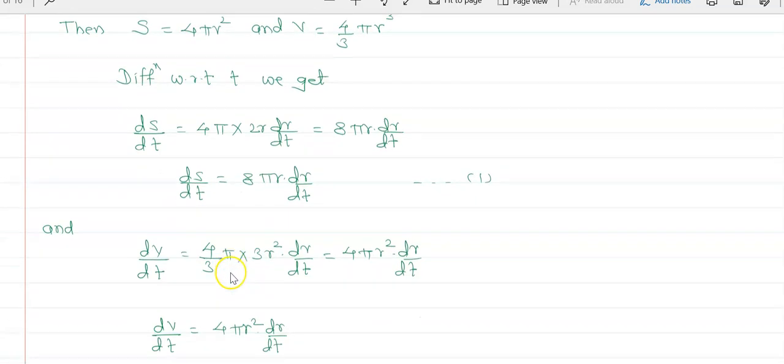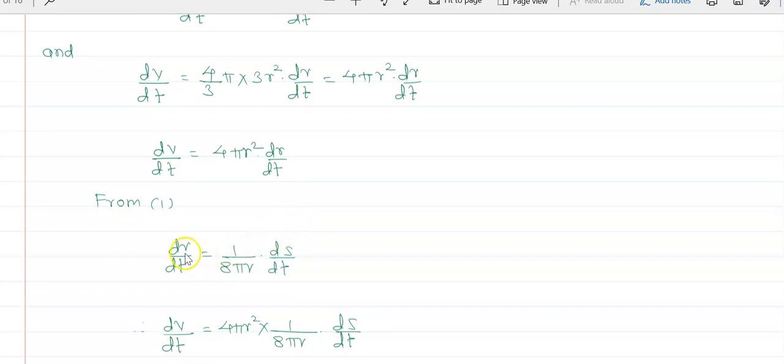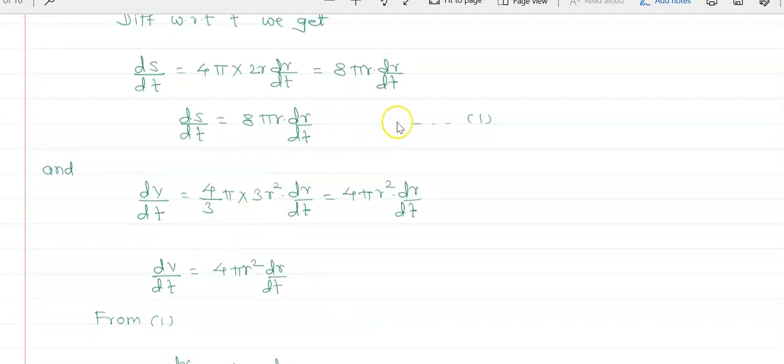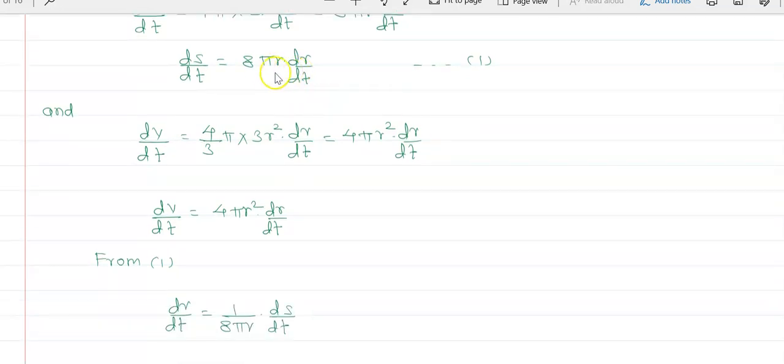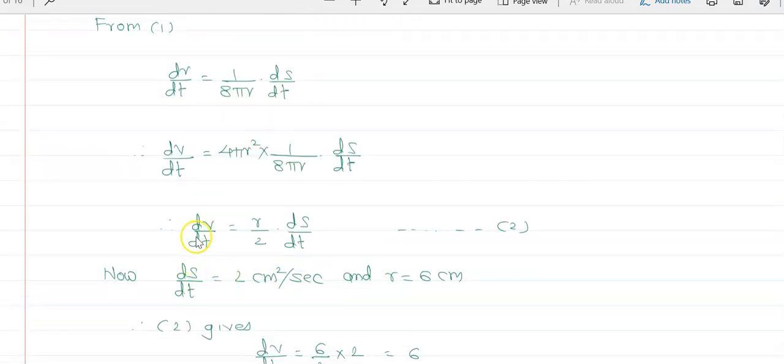Again, differentiate the volume. dV upon dt is equal to 4 upon 3 pi, 3 r square into dr upon dt. If you simplify it, you will get 4 pi r square into dr upon dt. Therefore, dV upon dt is equal to 4 pi r square into dr upon dt. And dr upon dt is equal to 1 upon 8 pi r into dS upon dt. We will substitute the value of dr upon dt in this equation. dV upon dt is equal to 4 pi r square times 1 upon 8 pi r into dS upon dt. After the cancellations, you will get dV upon dt is equal to r upon 2 into dS upon dt.